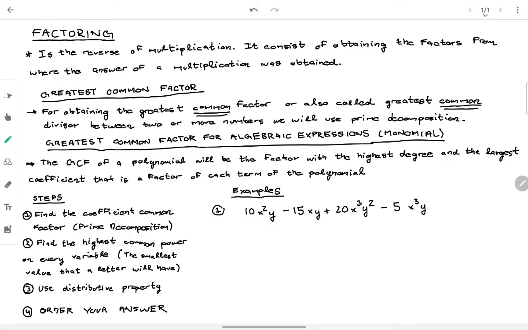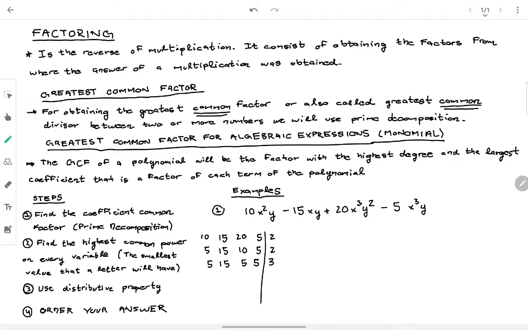So let's see. In the first example, we have something like this: 10 minus 15 plus 20 minus 5. So remember, we can obtain the coefficient common factor or the numerical common factor by using prime decomposition. So in this case, we can decompose every number in a prime decomposition. So we can do like a 10, 15, 20, and 5. So we can apply dividing by 2. So it's going to be 5, 15, 10, and 5. So we can continue with number 2. So it's going to be 5, 15, 5, and 5.